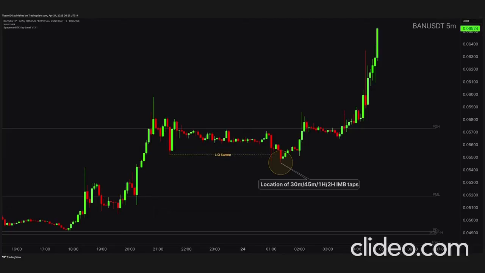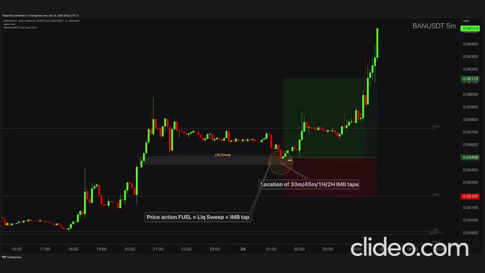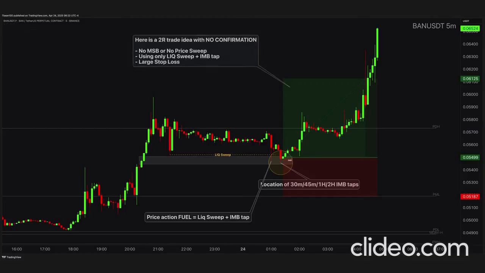Notice what really happens here. Price sweeps liquidity and further taps into these inner imbalances on the left. At this moment, we know that this price has filled up. We have the fill to move upwards basically. And right at this point, you can make a confirmationless entry only based on the fill.